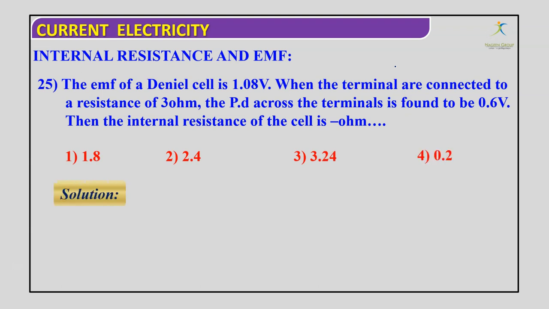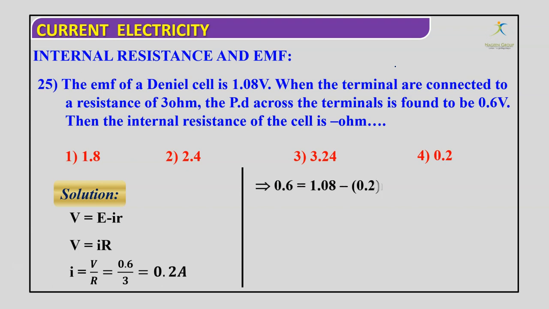Let's move to the solution part. V is equal to E minus Ir. That means V is equal to IR. We put all these values together and get the result 0.2 ampere. This is the value of I, which we put in the main formula, V is equal to E minus Ir, and get the result. So what formula will we use there? V is equal to E minus Ir.